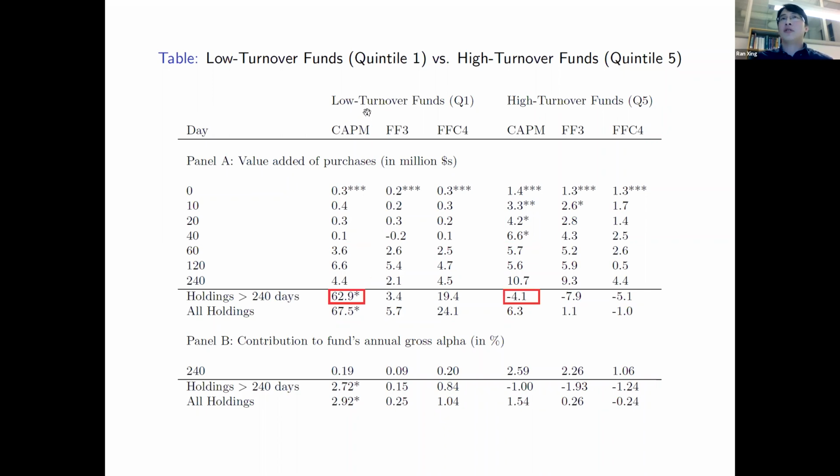And for low turnover funds, the value added from holdings longer than 240 days, that's about a year, is substantial, at as much as $62.9 million per year. While the long-term holdings, those longer than a year, of high turnover funds even destroy value. That means those holdings underperform the CAPM benchmark, even though it is not statistically significant. So this is confirming our prediction and also our assumption that there are short-term skills for the high turnover funds and long-term skills for low turnover funds.